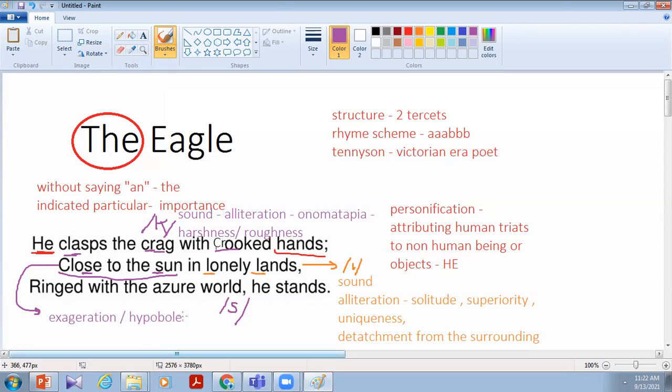Anyone who is not familiar with the literary devices, let me know, right? So that I could separately do a session for the literary devices, because I believe that you have an idea about literary devices. That's how I'm teaching you now, right? Okay, then we have, close to the sun, lonely lands is done.